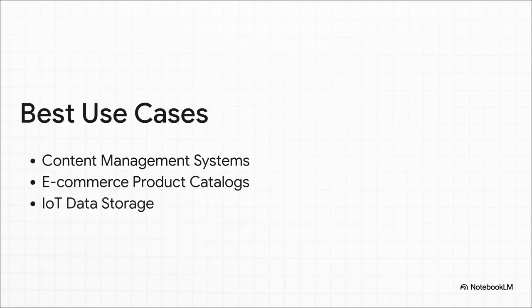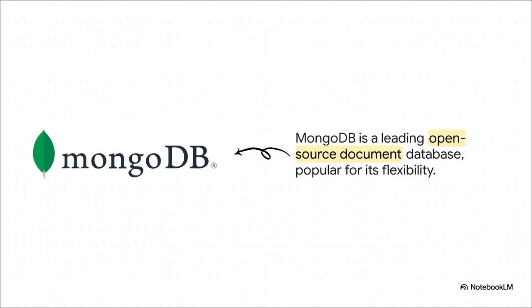And you can see how this would be perfect for the back end of a website's content management system, right? Where different articles have different fields, different authors. Or think about huge e-commerce catalogs where one product might have totally different features than another. Each one can just be stored neatly in its own flexible document. And the biggest name in this game, the one you've probably heard of, is MongoDB.